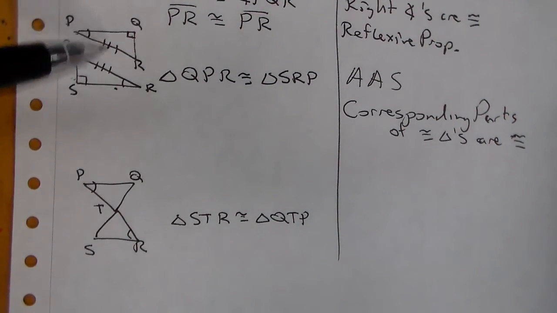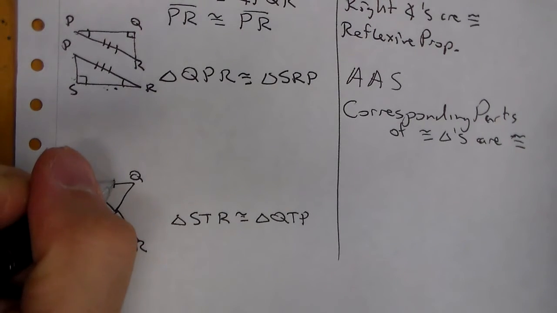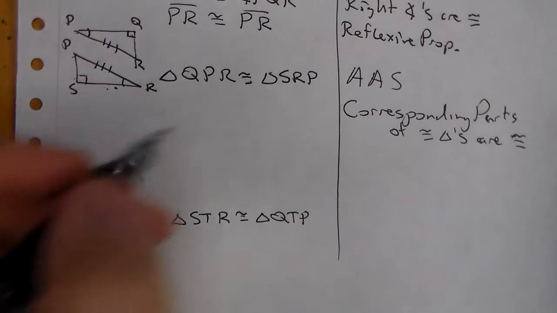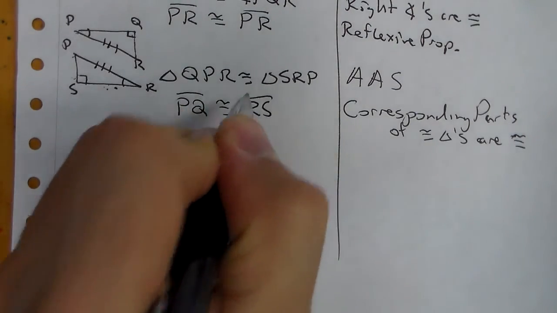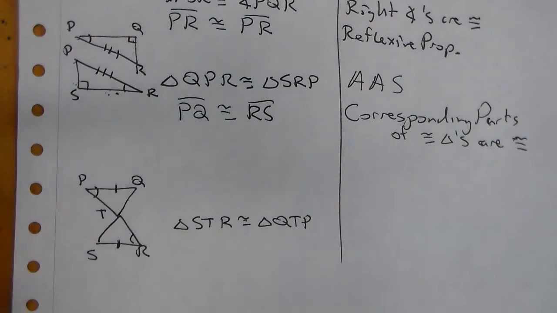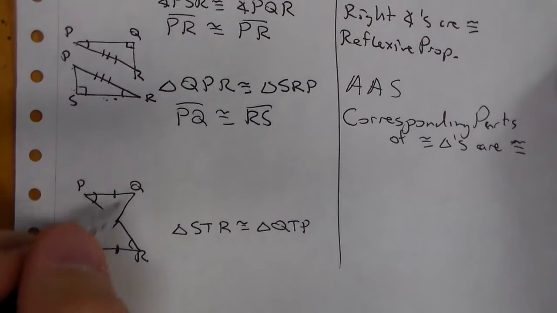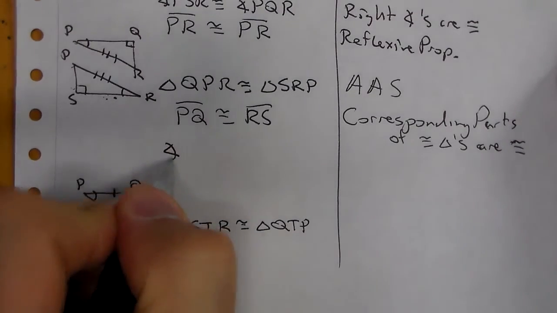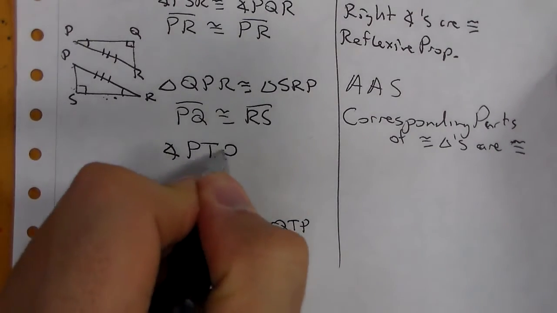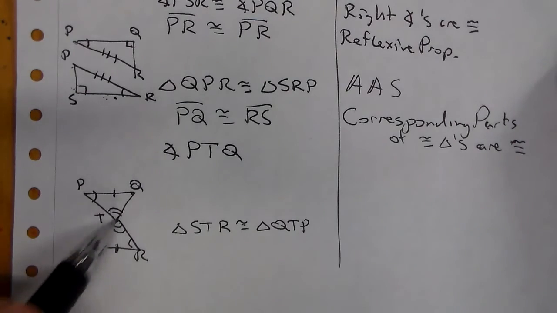What happens is PQ and RS, the top and bottom sides, are also in those two triangles. So I'm going to say PQ is congruent to RS because corresponding parts of congruent triangles are congruent. Added to the fact I already have angles at P and R, I only need one more piece. And the ones I'm going to use are in fact the vertical angles, which is angle PTQ and RTS.